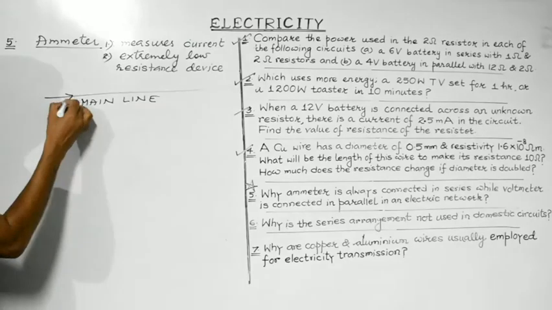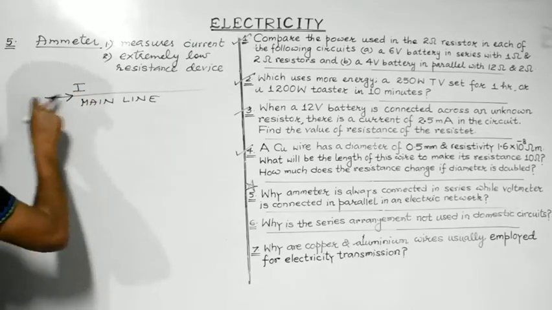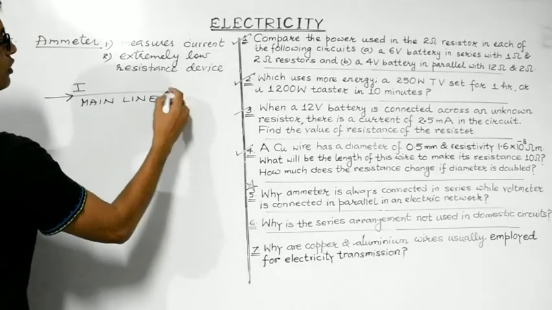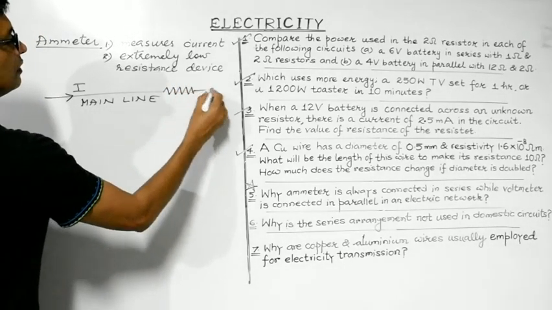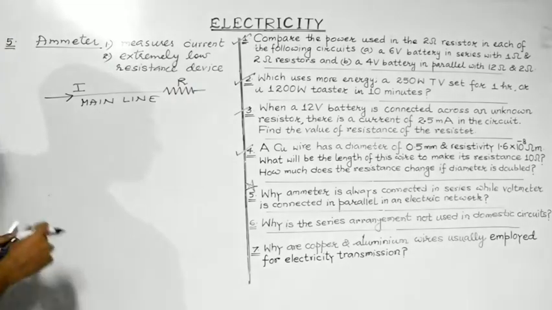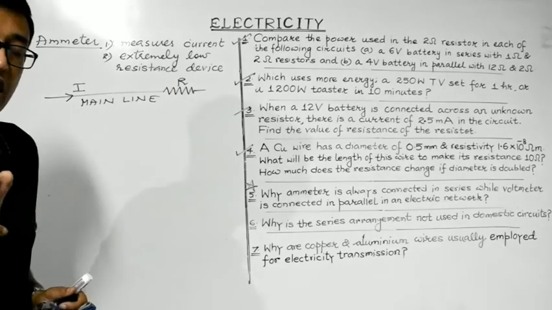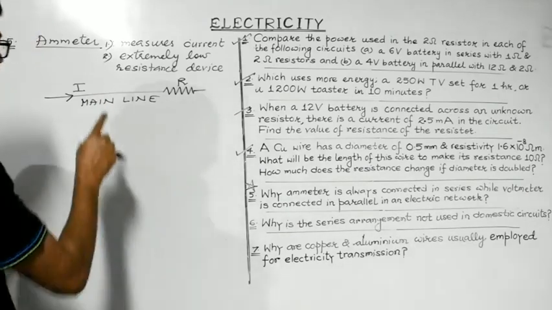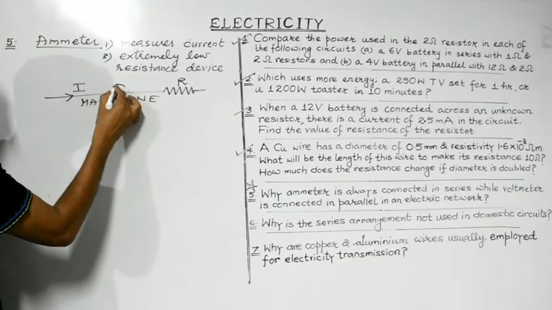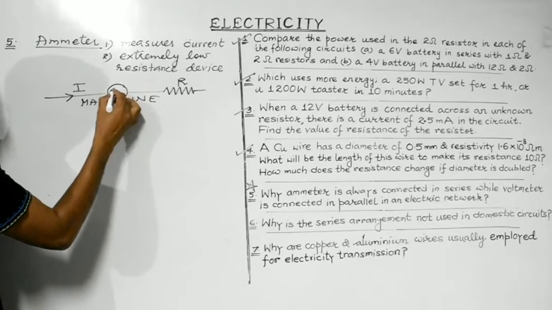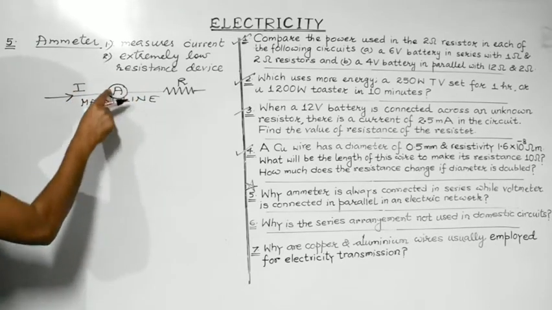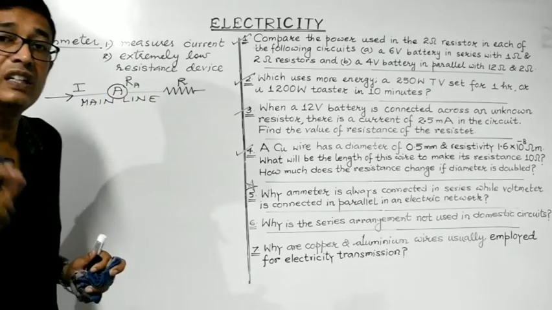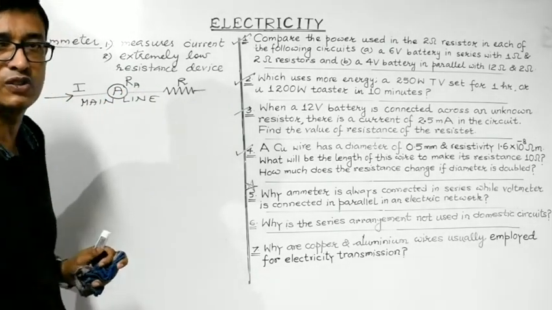And suppose current I is flowing, right? And this is a conductor. Obviously, it will offer some sort of resistance. Suppose the resistance offered is R. So, an ammeter, while connecting in a circuit so as to measure current, is always connected in series, right? So, the ammeter is to be connected like this. This is the symbol of an ammeter. It is always connected in series. Now, its resistance is suppose RA. RA is the resistance of the ammeter, which is very, very small.